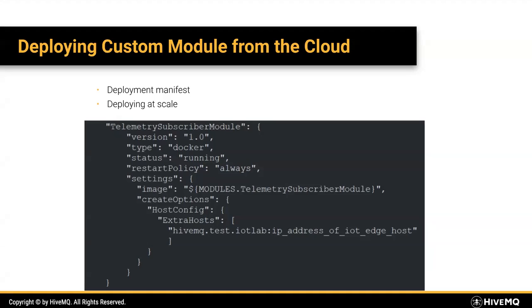In the create options, I just set the host names, to avoid confusion for my publisher and subscriber modules, so that they don't have to use plain IP addresses. They can use the host name to communicate with my HiveMQ broker deployed on IoT Edge. Next one.